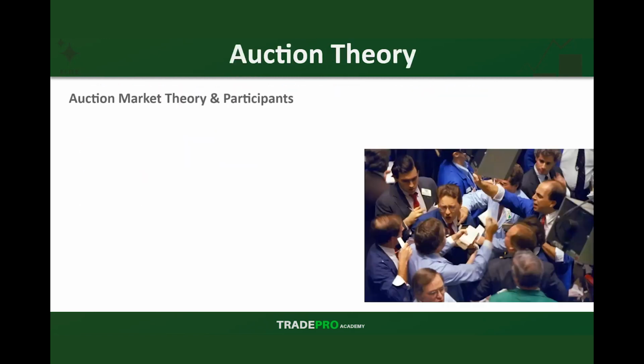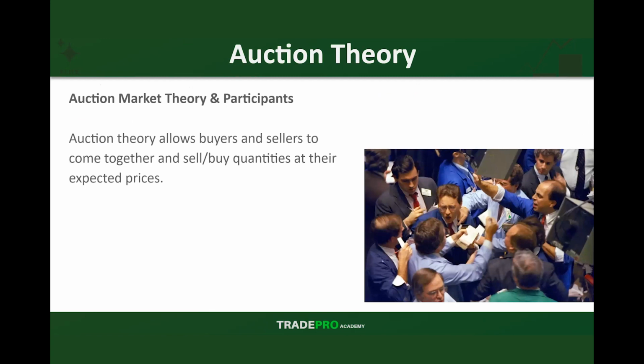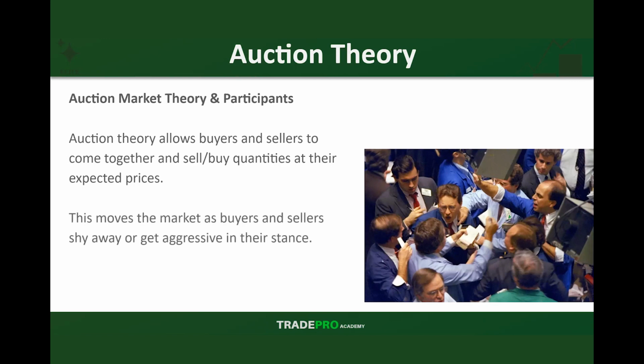Auction theory and market participants. Auction theory allows buyers and sellers to come together to sell and buy quantities at their expected prices. A market auction is a two-sided auction. It's not like a one-sided auction that you might see at an auction house, where there's someone that stands at the front and dictates what the sell and buy prices might be. In the market auction, there are always going to be buyers and sellers that come together, some more aggressive, some more passive, to decide what quote unquote fair prices of assets are.